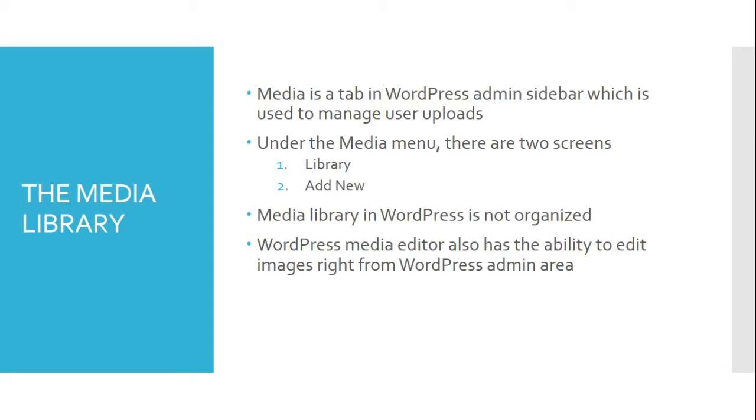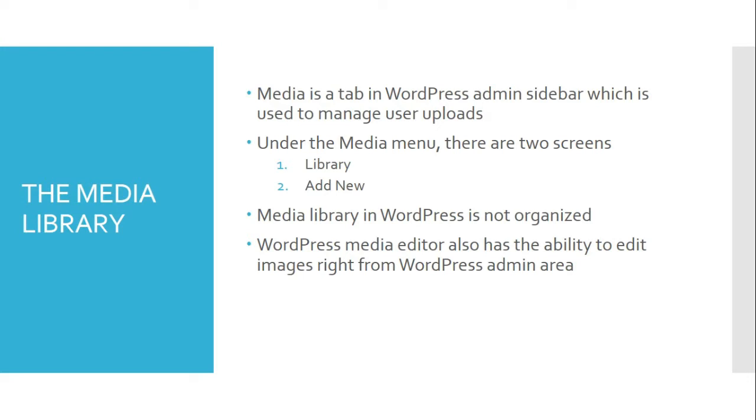Media is a tab in WordPress admin sidebar which is used to manage user uploads like images, audio, video, and other files. Under the media menu, there are two screens. The first screen library lists all the files in the media library. These files can be edited and deleted from the library. The second screen is Add New, which allows users to upload files.